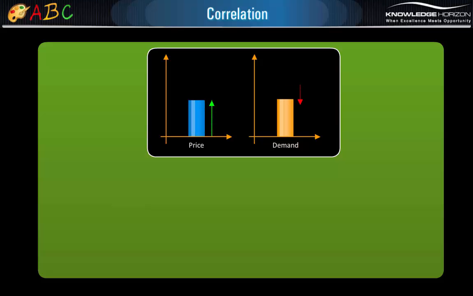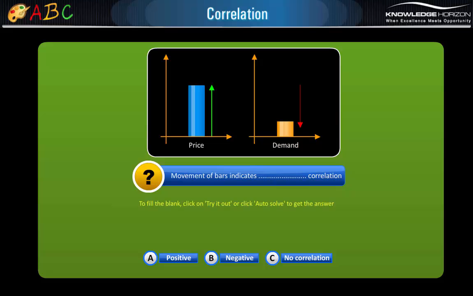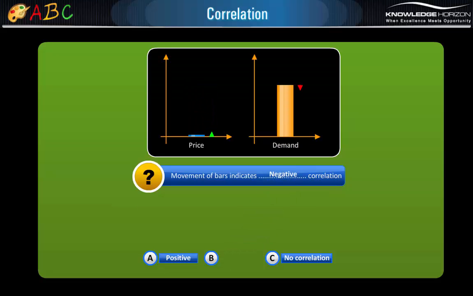Observe the movement of the bars and answer the following questions. To fill the blank, click on Try It Out or click Auto Solve to get the answer. As price increases, the demand decreases. That is, the movement of the bars is in the opposite direction. Hence, it is a case of negative correlation.